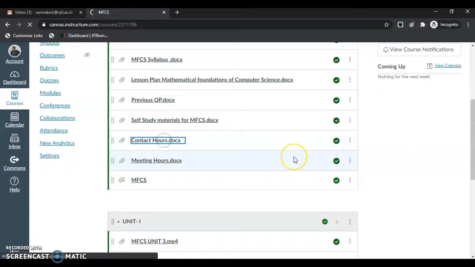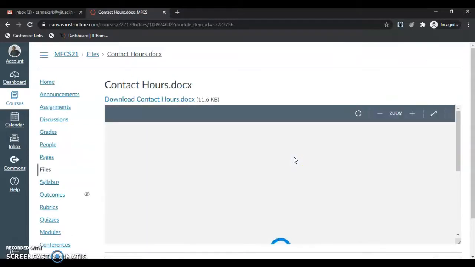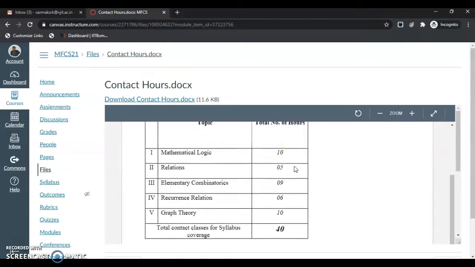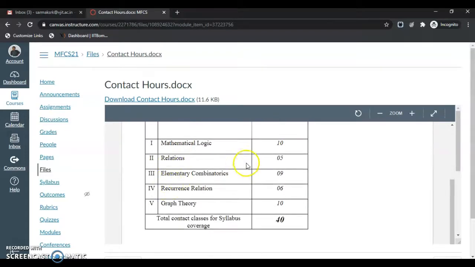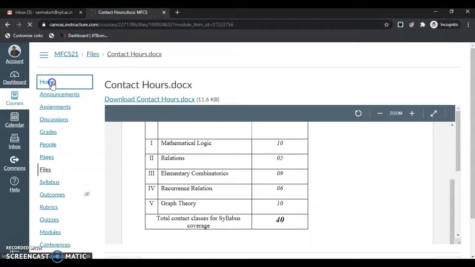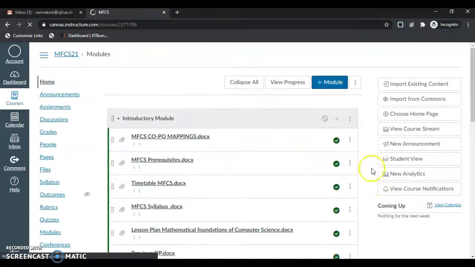Then coming to the contact hours, I said that I am having three classes per week. For each and every unit I have mentioned how many classes I'm going to take. It comes to around 40 contact classes. For the completion of the syllabus, some 40 classes are required for the completion of the subject.